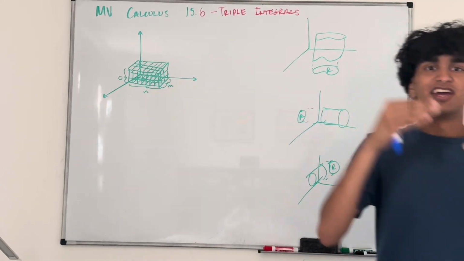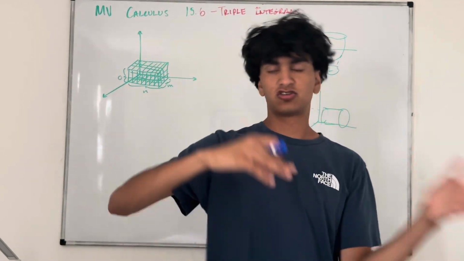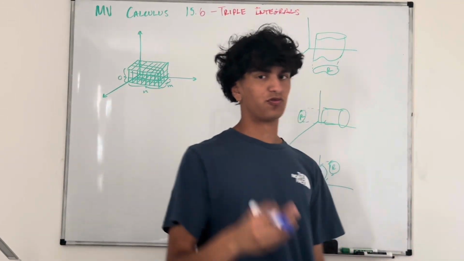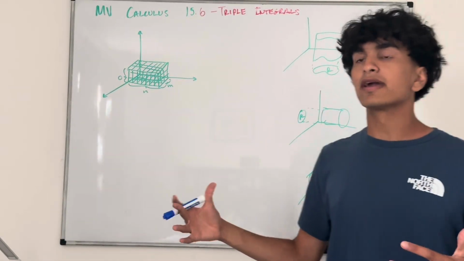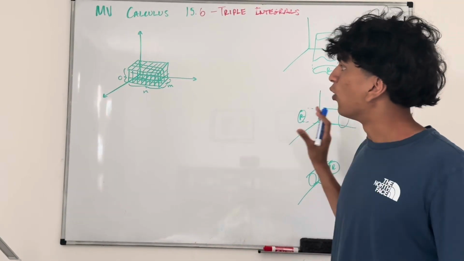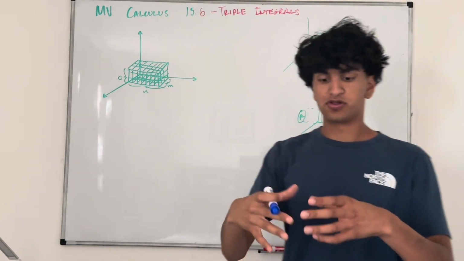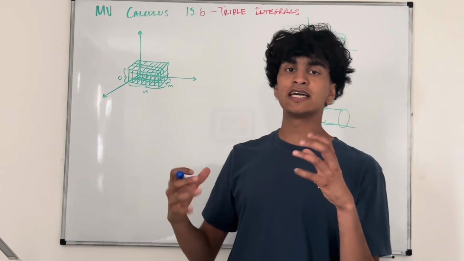We're essentially going up a dimension each time. We use single integrals for 2D area, double integrals for 3D volume. What are we going to use triple integrals for? Well, if you think about what a triple integral is doing, we take double integrals, and we find the volume over a 2D region.